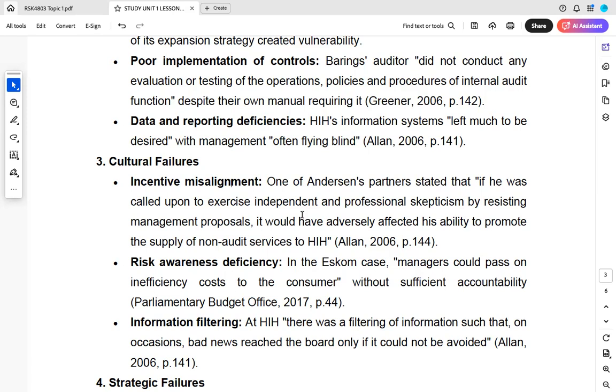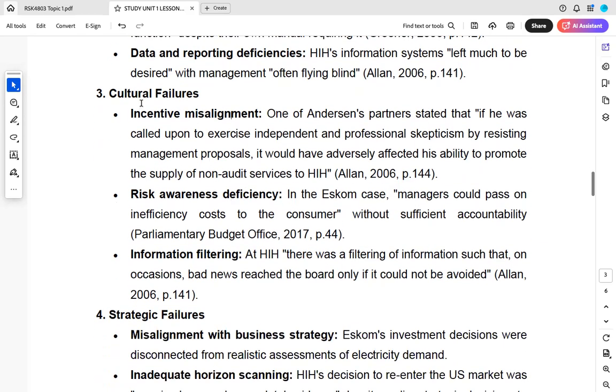So in this case, we were told that if he was called upon to exercise independent and professional skepticism by resisting management proposals, let's say Anderson had really tried to be strict in actually assessing HIH properly, it means that they would have affected their consultancy services to HIH, in that HIH might have then decided to cancel certain private contracts they had for non-audit services. So that was an incentive misalignment under cultural failures.